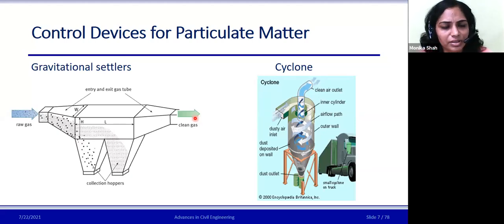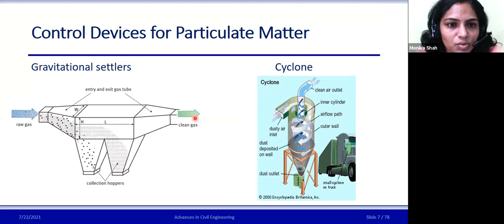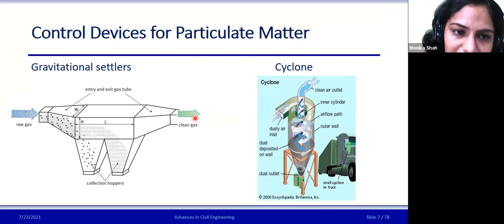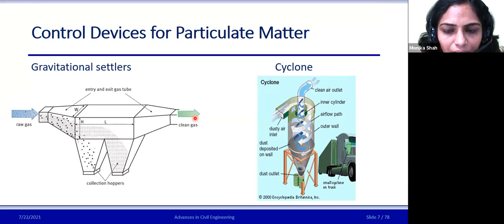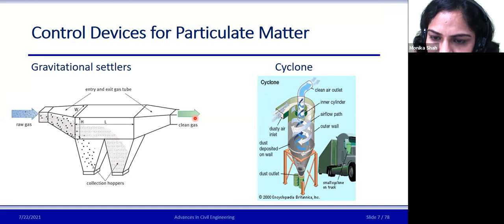Very easy to install, very handy to use, but the limitation is that the collection efficiency for particles is very low. Generally, only particles with a size greater than 50 micrometers are captured and settled in the gravitational settler. So to improve that efficiency, another device which is used is the cyclone.